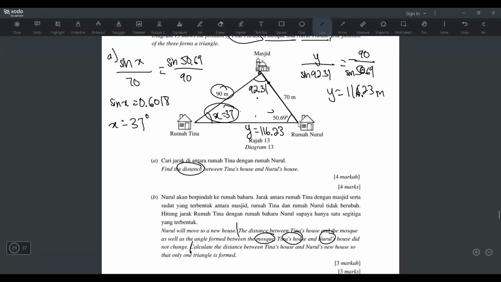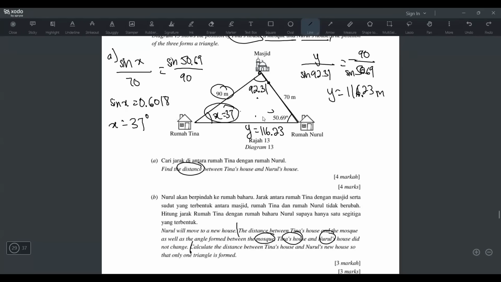So this is the old Nurul house, but you want this angle to be maintained. So the Nurul house will move in this way. It will go like this until it reaches here, right? And the distance here will be 70 also. It will form an isosceles triangle with 70. And you can see that the 90 meters never changes because they want this distance to be maintained, right? And then this angle also never changes. The only thing that changes is the triangle shape. So the new triangle formed is this one.